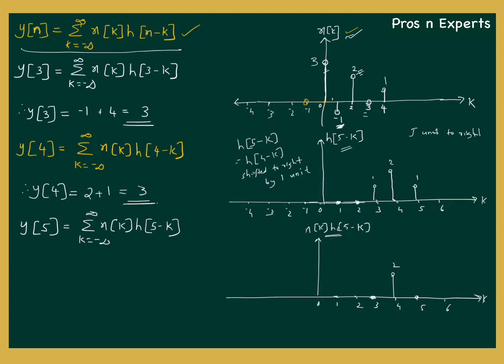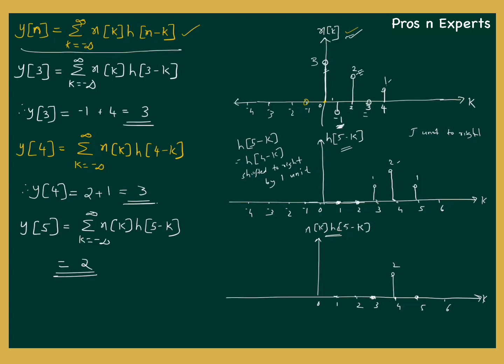This will also be a little bit easier because h of 4 minus k we had in the previous step. So you just shift 1 more unit to the right, and you will get h of 5 minus k, right? So this is h of 5 minus k, and the product of x of k and h of 5 minus k will have a sample at k equal to 4, which is the product of 1 into 2, giving you 2, and no more. Okay, so the answer is just 2. So y of 5 is equal to 2.